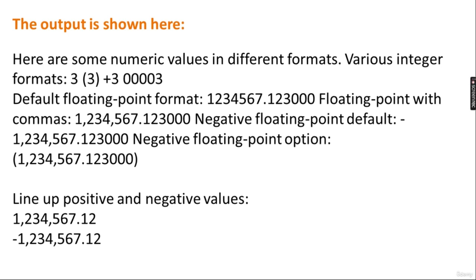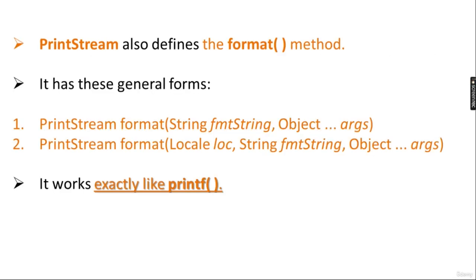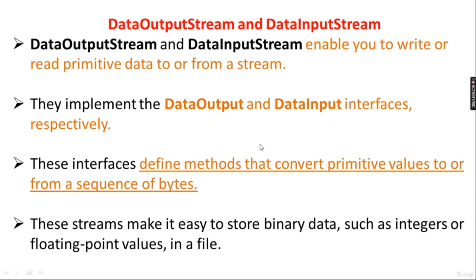So these are format specifiers, and there are different output types we have seen and understood in the previous chapter. So depending upon that, it will produce the output. PrintStream also defines the format method. The format method, first the format string and object variables, works exactly like printf.